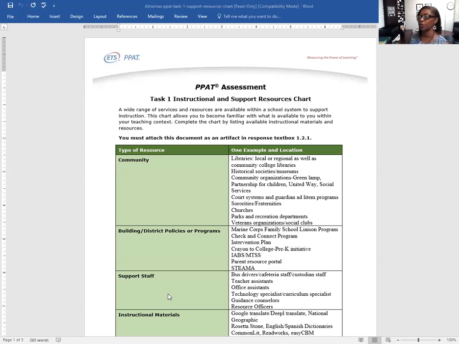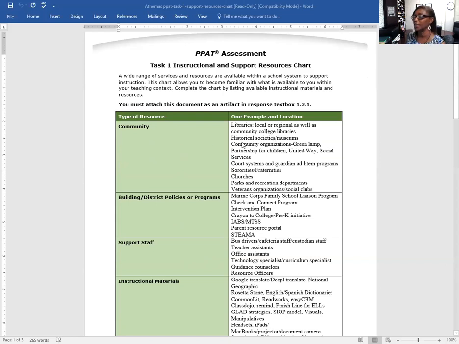PPAT assessment Task 1 instructional and support resources chart. It says a wide range of services and resources are available within the school system to support instruction. This chart allows you to become familiar with what is available to you within your teaching context. Complete the chart by listing available instructional materials and resources. So for the community, this individual has listed the library, historical societies and museums, community organizations, a partnership for children, sororities and fraternities, and churches. They did a really good job with identifying.